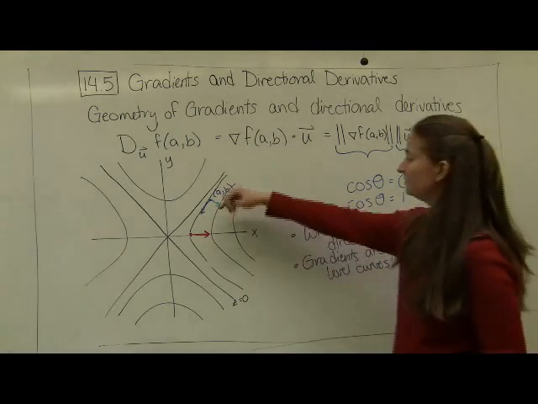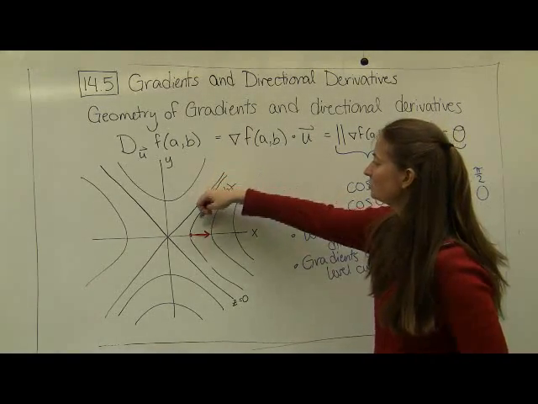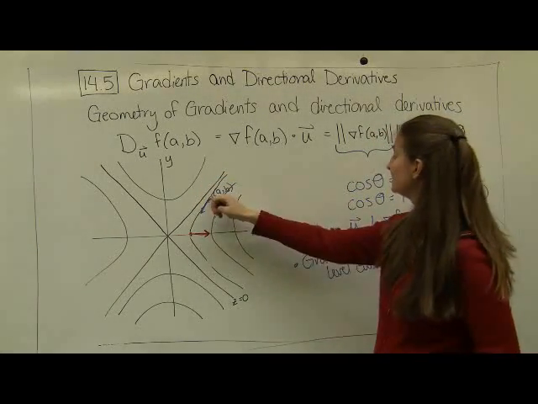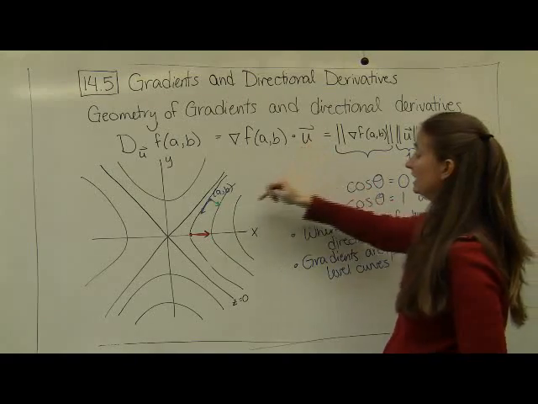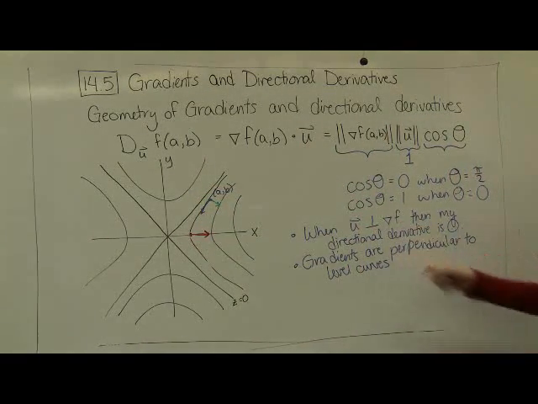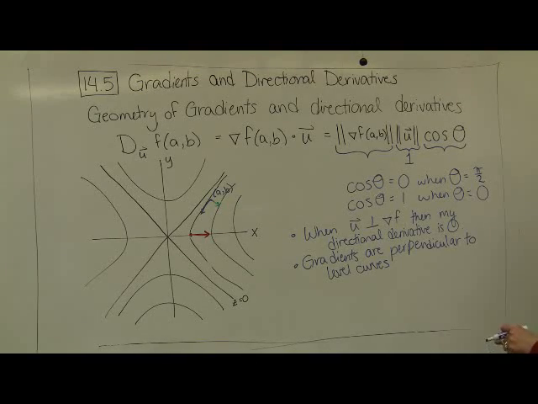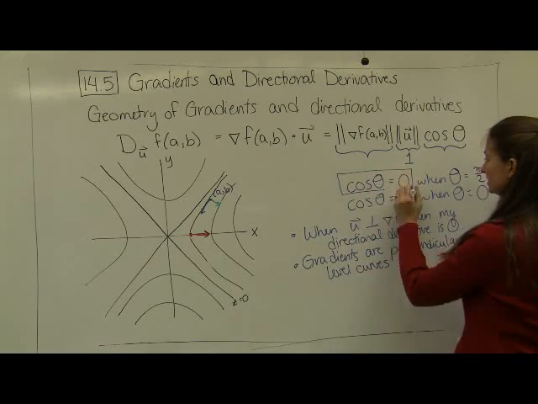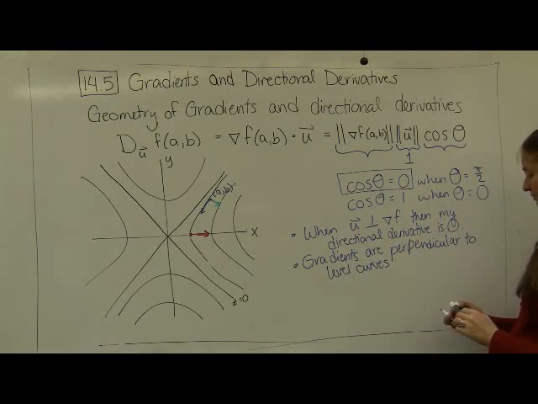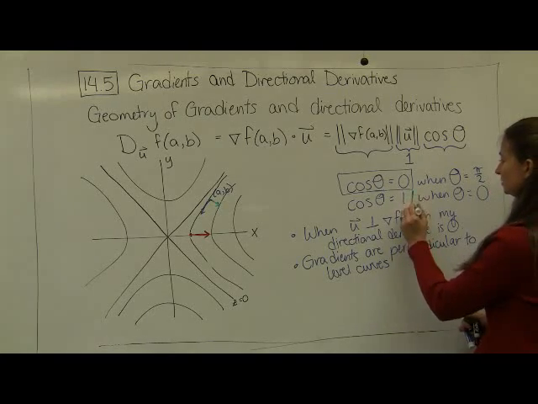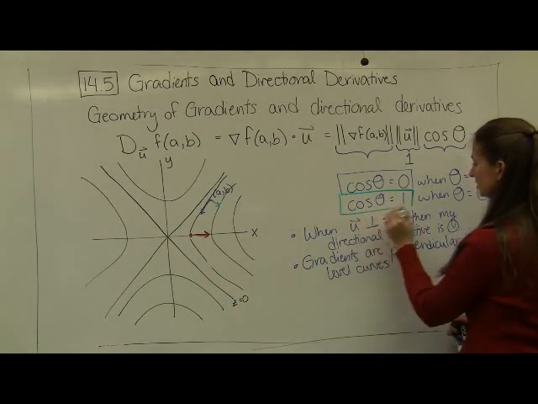Because my derivative is 0, there's exactly no change in my z value when I walk along my level curve. And that happens exactly when my unit vector is pointing perpendicular to my gradient. So this is two ways to say the same conclusion. And that happens when my cosine of theta was equal to 0. Let's explore the second possibility. Let's suppose that my cosine of theta is equal to 1. I'll write these conclusions in green.